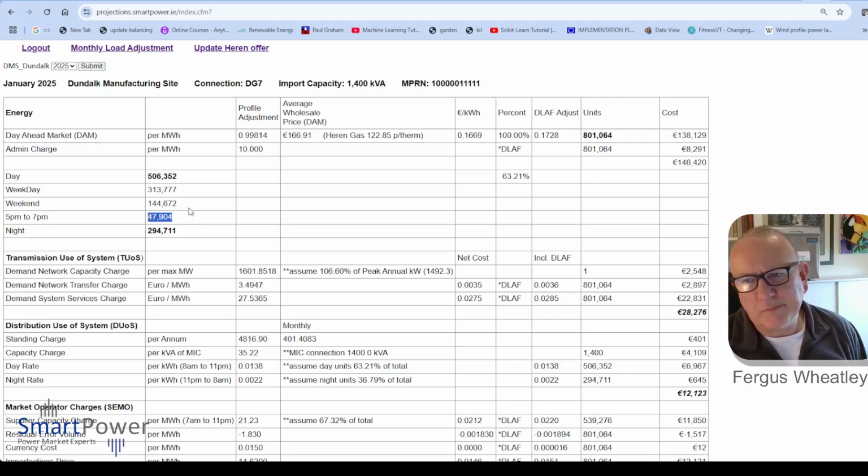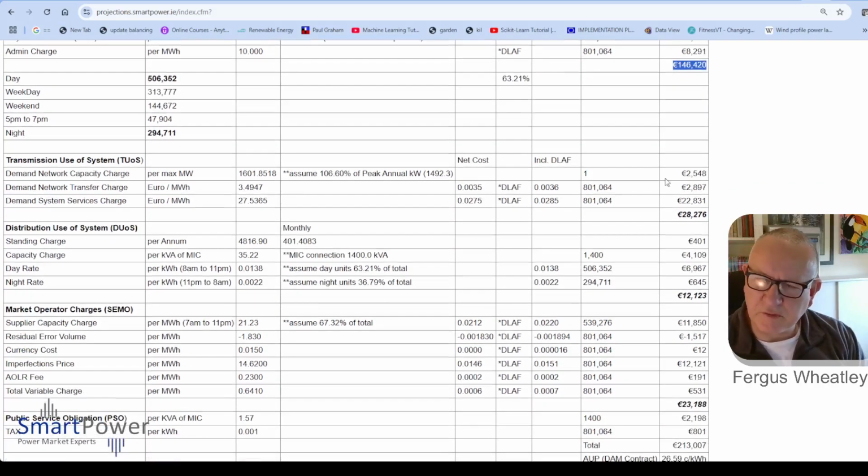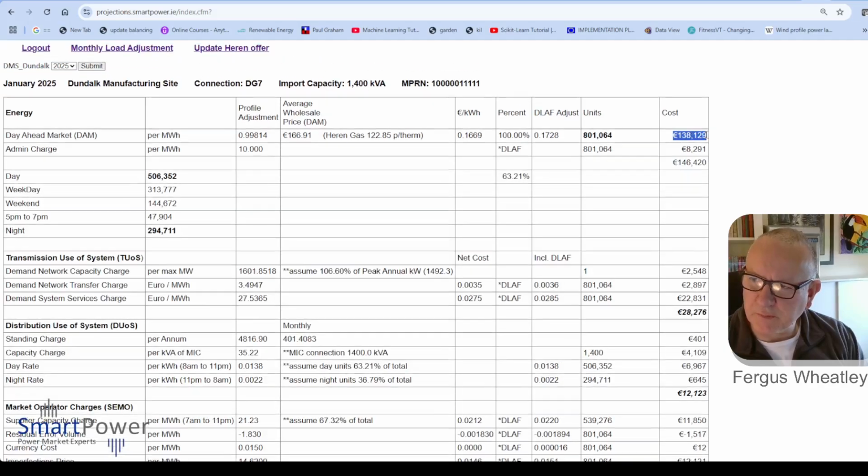I then multiply that out by the cost per hour for electricity, which is the day ahead market, which has a different price every year. And in this case, the 801,000 units here gives a cost of 138,000. Associated with that is this markup, which gives a total here of 146,000, which is the energy only price. This is what the power station will get.